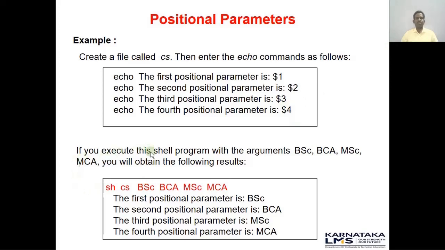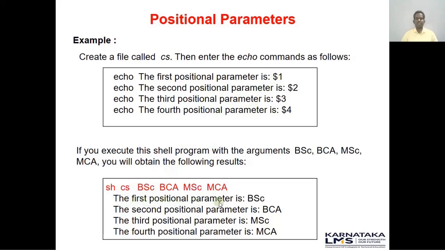If you execute this shell program with the arguments BSc, BCA, MSc, MCA, you will obtain the following results. That is SH, CS, BSc, BCA, MSc, MCA. Here CS is the file name, BSc, BCA, MSc, and MCA are arguments. That is, BSc is referred by $1, we get output.